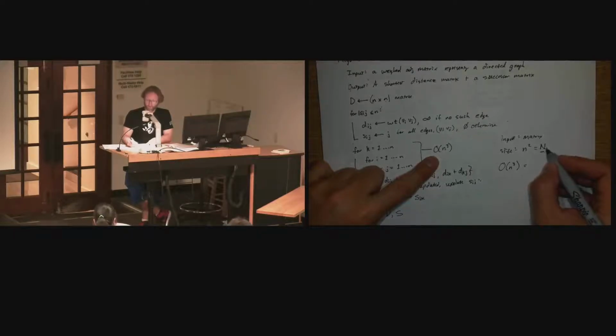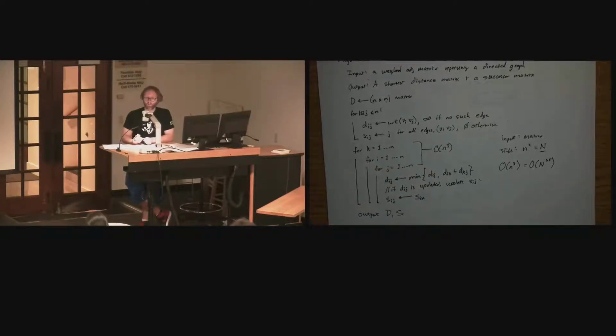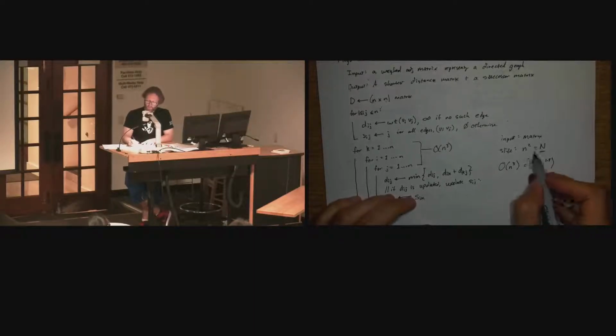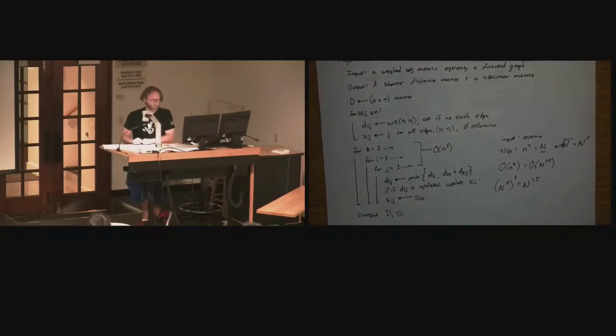So if I say that order lowercase n cubed is our runtime, well, what is that in terms of our real input size over here? N to the what? 1.5? All you have to do is solve for little n here and then plug that in. Solve for little n. Little n is square root of N, which is equal to big N to the 0.5. Plug that in over here. N to the 0.5 cubed is equal to N to the 1.5. That's all I was doing there.